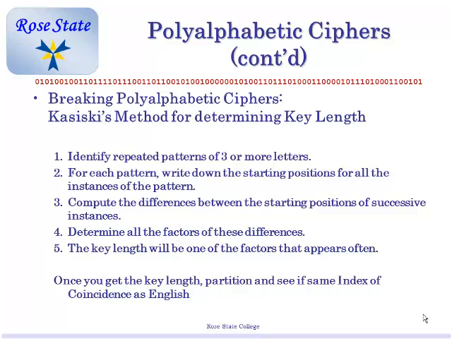Then do the same from 2 to 3. Get that difference, factor those numbers out. So I said, determine all the factors for the differences. The key length will be one of the factors that appears most often. So I see 2, 3, and 5 quite frequently. So my answer would be 2, 3, and 5. Probably 5. But the correct answer to the homework would be 2, 3, and 5.